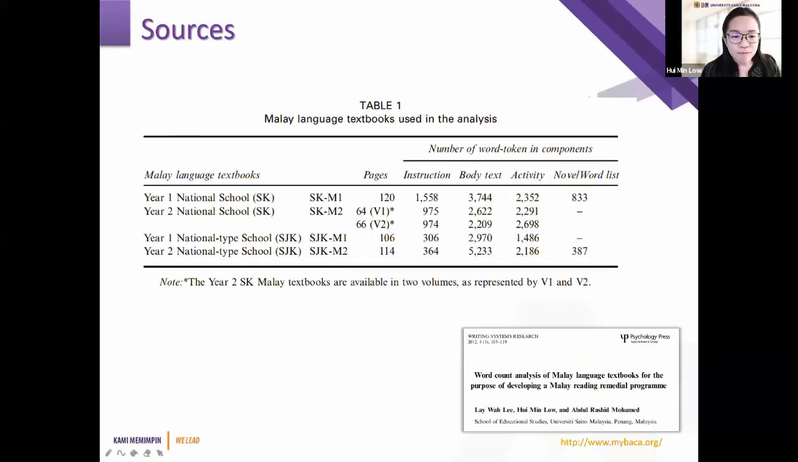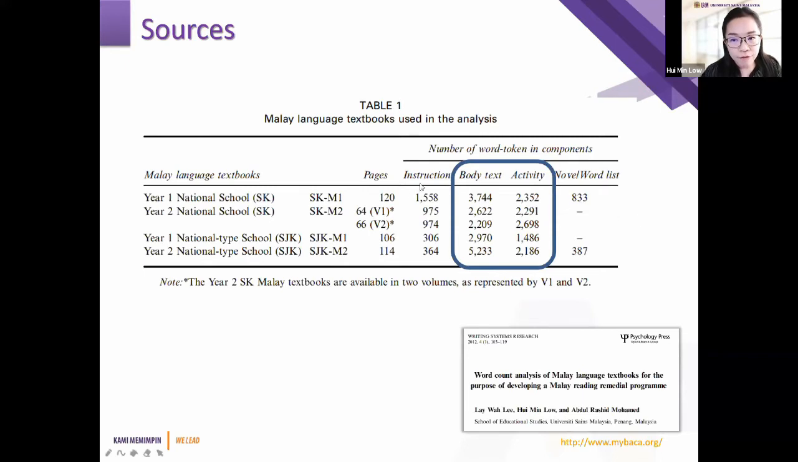Okay, so just a little bit of sharing about the data that we have obtained along the process of us developing this word corpus. This table summarizes the distribution of words that we obtained from the textbook. And finally, we actually just extracted the words from the body text and activity.